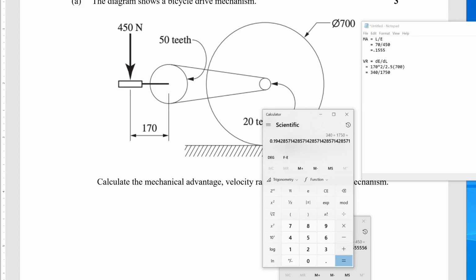$340 divided by 1750 equals 0.1943. Now you'll notice that I just typed the wrong number there. I think the markers would be pretty reasonable there, that they would actually get their calculator out and check to see if what you had done is just a mathematical error. They would say, well, the working out looks good, I'm not sure what they've done here. And there is an expectation that a marker should actually get the calculator out and do that work.